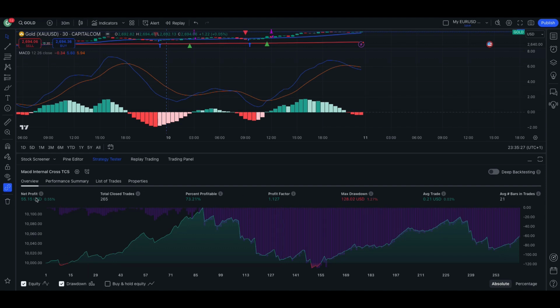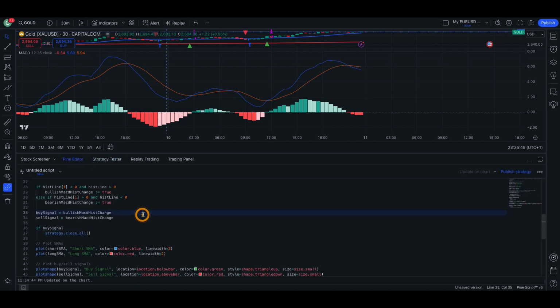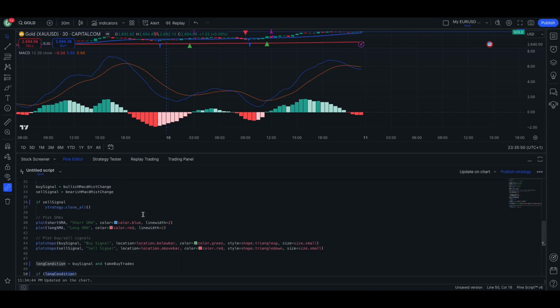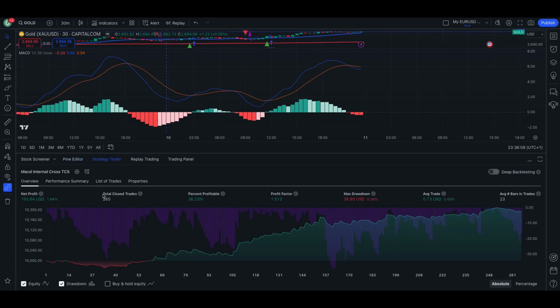55 USD, and the max drawdown is 128. So this is a terrible thing to have this amount of max drawdown. So we went up to 100, came down. Yeah, this is a terrible trade. So we could go back to the long signals, buy signals, and I think that's much better. So in a trending market like gold, where the market goes into a long position for longer, it's better to just go with only buys and not sells.